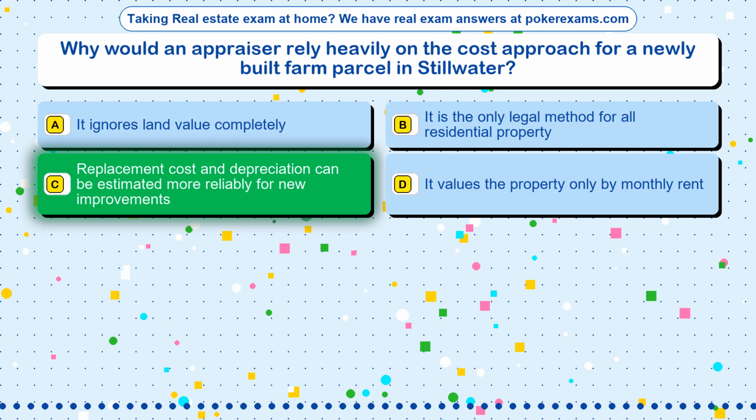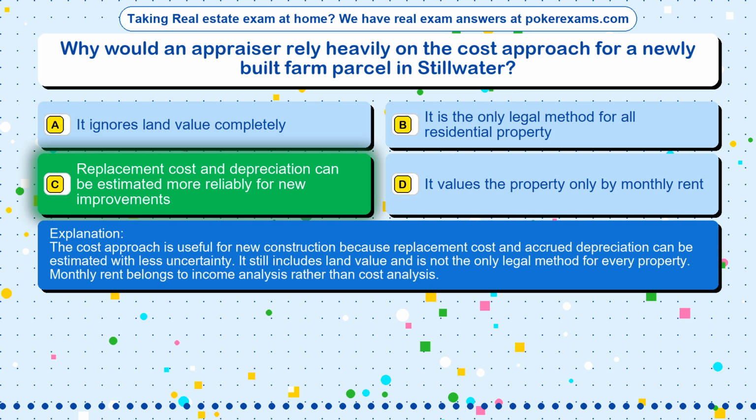The correct answer is option C. Replacement cost and depreciation can be estimated more reliably for new improvements. The cost approach is useful for new construction because replacement cost and accrued depreciation can be estimated with less uncertainty. It still includes land value and is not the only legal method for every property. Monthly rent belongs to income analysis rather than cost analysis.